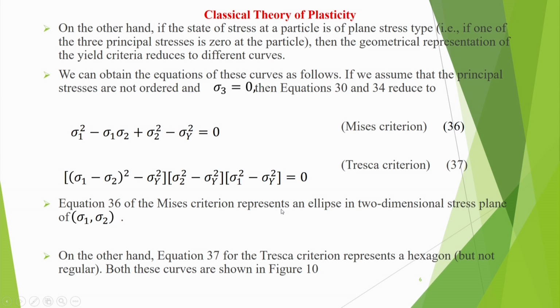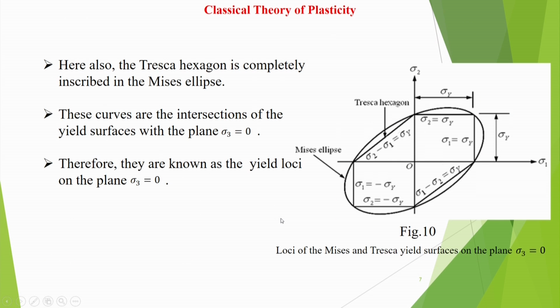For the Mises criteria you are getting an ellipse in the plane stress case, in σ1 and σ2, and for the Tresca criteria you are also getting a hexagon, but it is no longer a regular hexagon, all the sides are different. You can see these here.